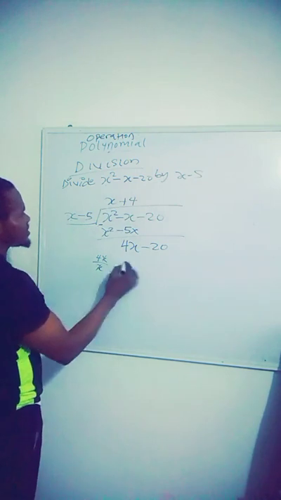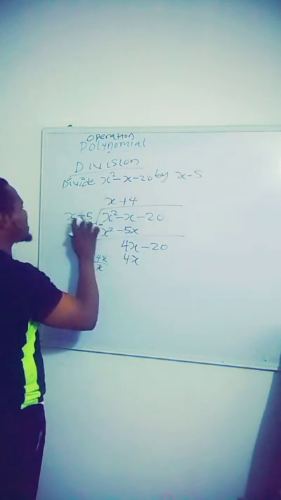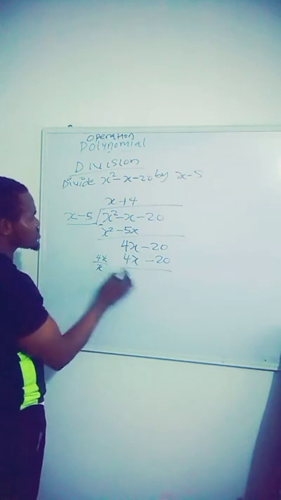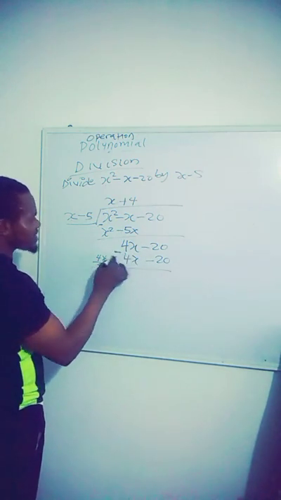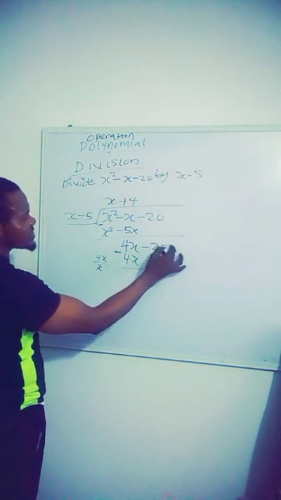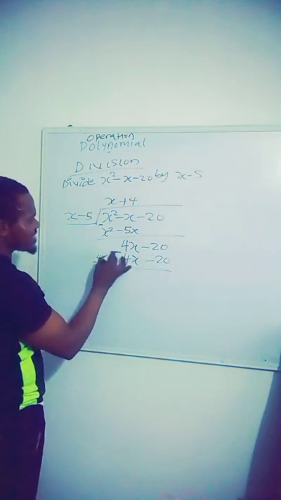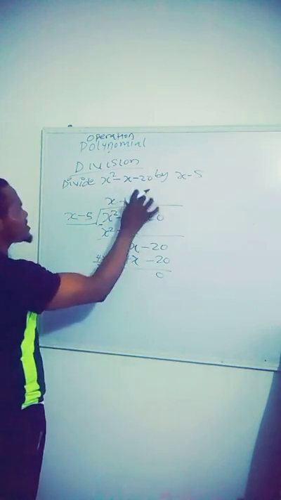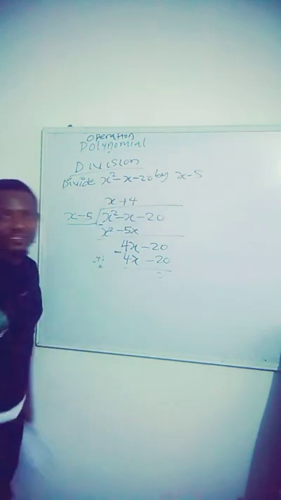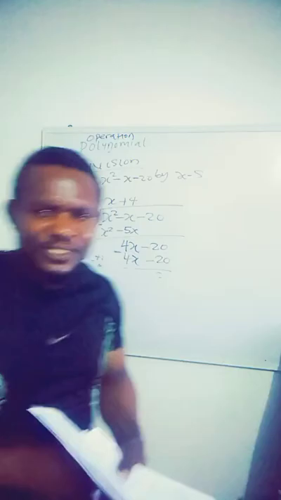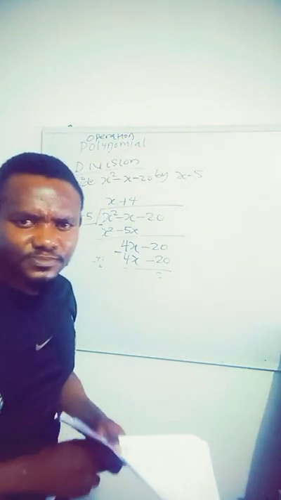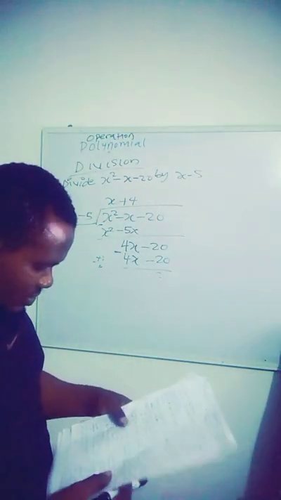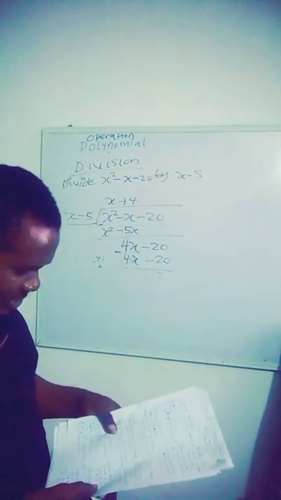4 times s, you have 4s. 4 times minus 5, you have minus 20. So what is the sign that will turn this to 0? Is negative. 4s minus 4s, that is 0. 20 minus minus 20, the negative here will turn this one to positive. So you have 0. So this is the answer. That is how we divide this. You got it. Should I repeat? Repeat or continue?